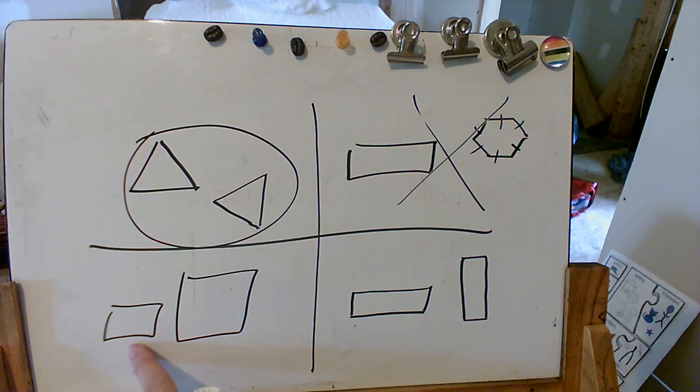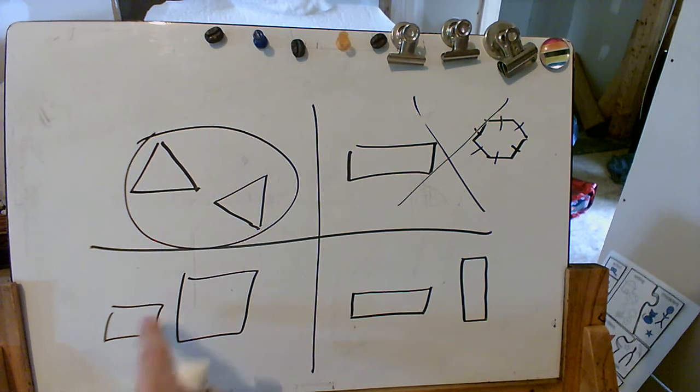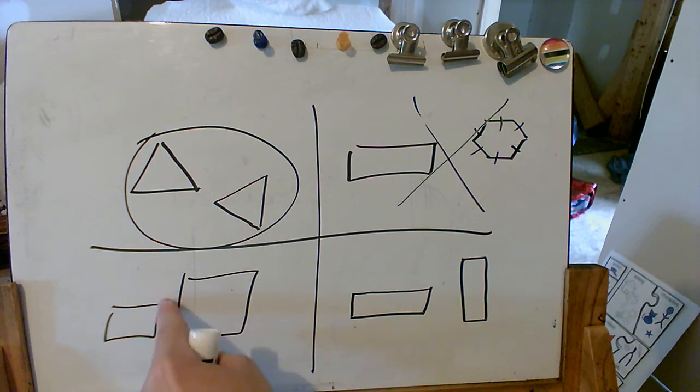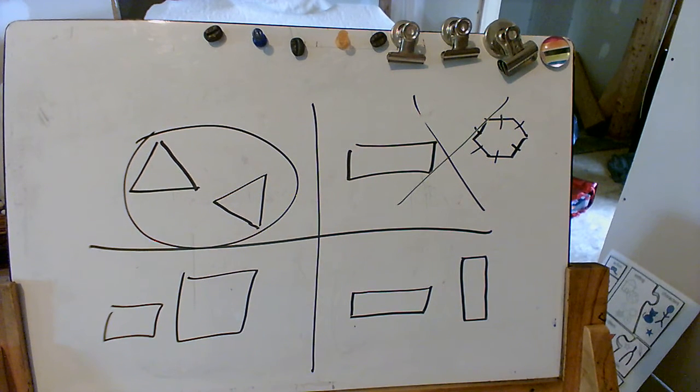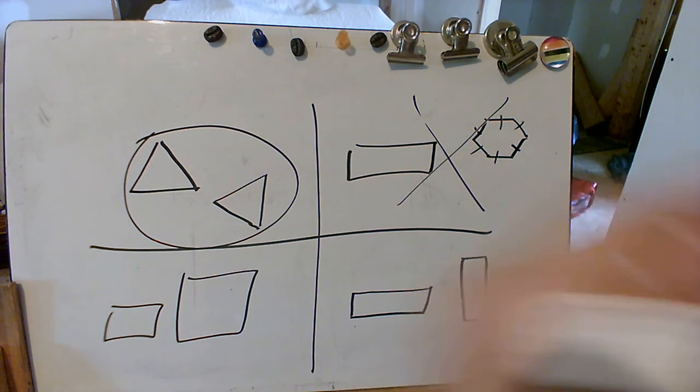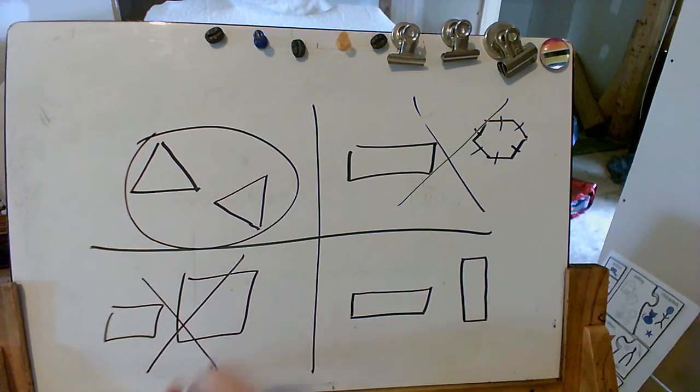Let's look at these two. Here I have a four-sided shape and a four-sided shape. So they're both quadrilaterals. When I look at this shape, it looks the same length all the way around. This one does too. So they're the same shape. They both look like squares, but are they the same size? No. So these are not congruent.